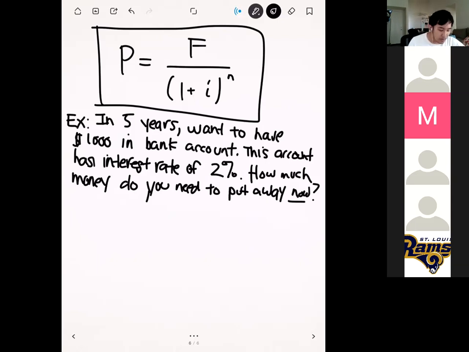Okay, so in this problem, we have a future amount of money. So we have F is equal to $1,000. Our interest rate is 2%, and then our N is equal to 5. And so the only thing that we don't know in this problem is the P. So we don't know what the present amount of money is that we need to put away into the bank right now.